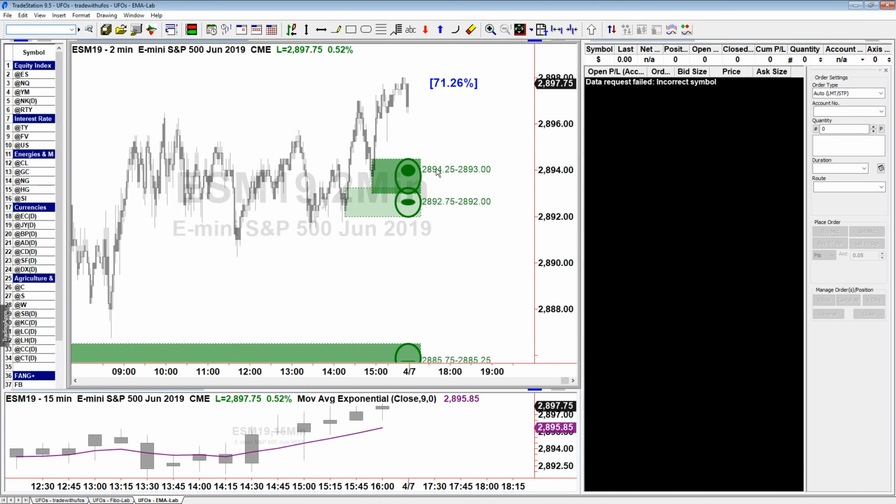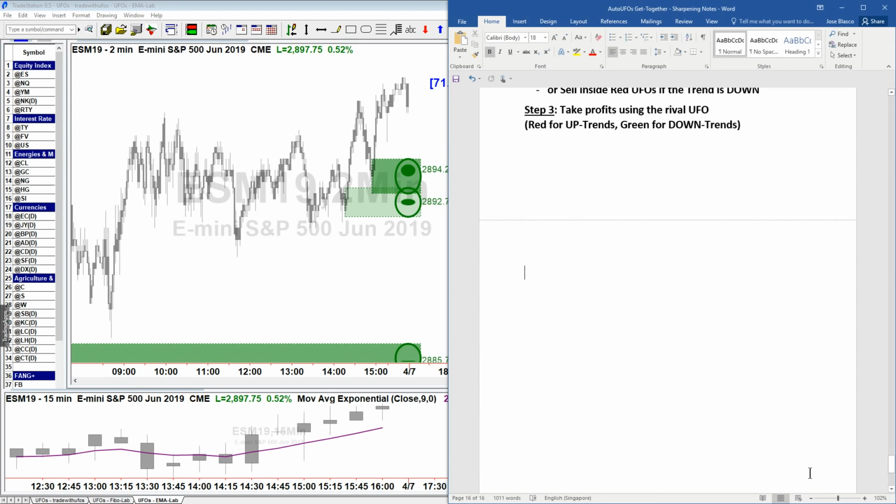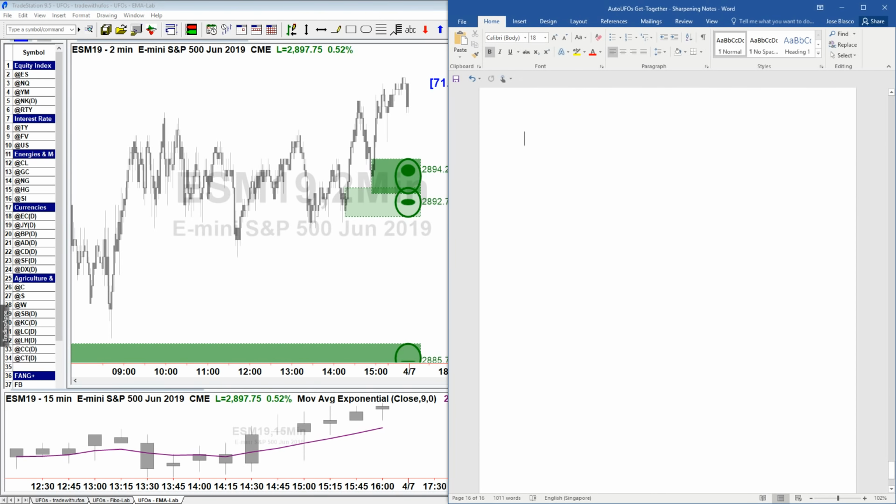Okay, so I'm just loading here on my TradeStation the UFOs and so on, just to be ready. But the way I would like to begin, guys, is as we have done before, with a white blank page, ready to start typing notes here.